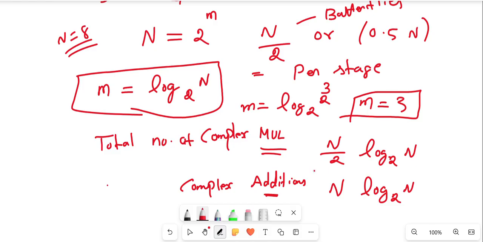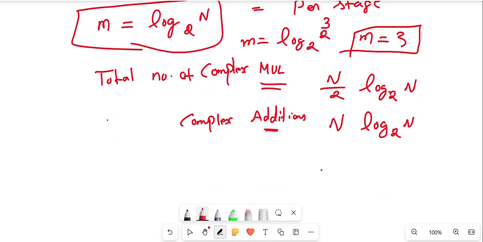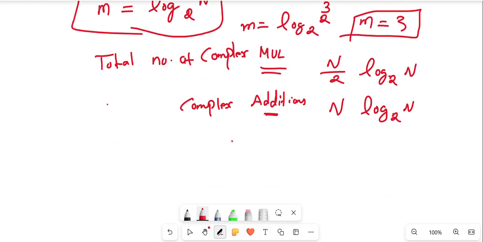Okay. So, once the butterfly operation is performed on a pair of complex numbers a comma b to produce A comma B, once the butterfly operation is performed, okay.